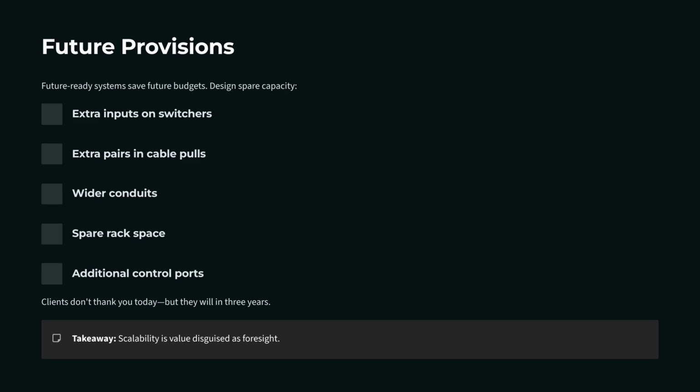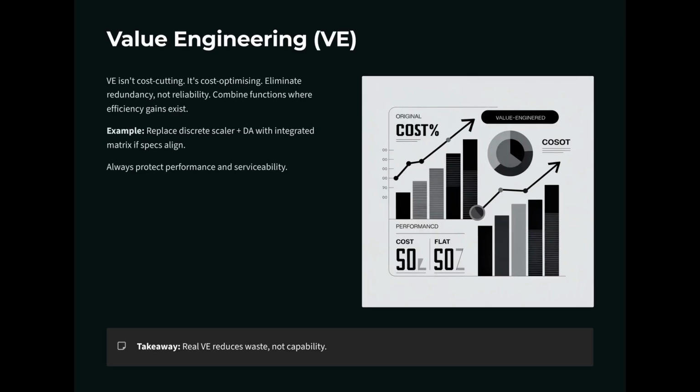New engineers often confuse value engineering with cost cutting. It isn't, it's cost optimizing. So eliminate redundancy and not reliability. Combine functions where efficiency gains exist. For example, you could replace a discrete scaler plus a DA with an integrated matrix if specs align. But always protect performance and serviceability. Real value engineering is about reducing waste, not capability or compromising on specifications.